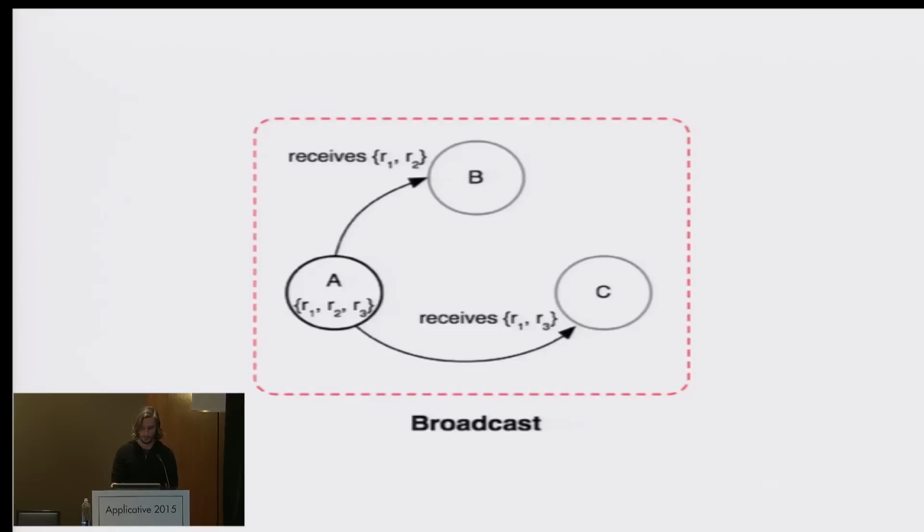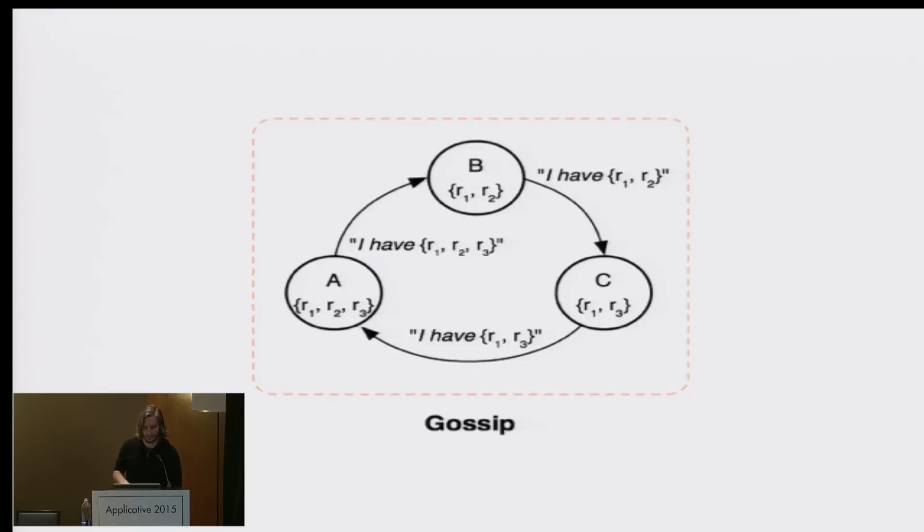The second phase of the algorithm is the gossip phase. In this phase, every server picks another server completely at random and sends a digest of all the messages that they currently know about. So in this case, A picks B, B picks C, C picks A. A server looks at the digest that it received and checks if it has any messages missing: am I missing any messages that the server knows about? In this case, B is missing 3 and C is missing 2.